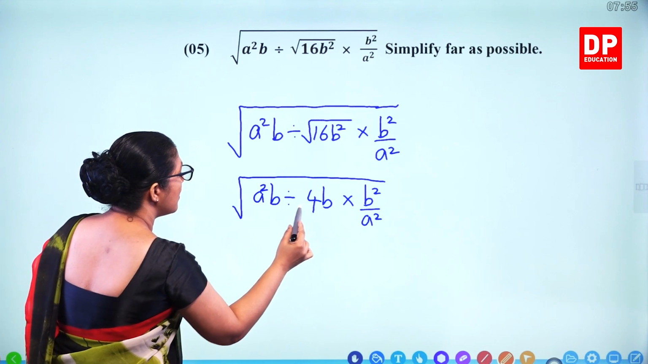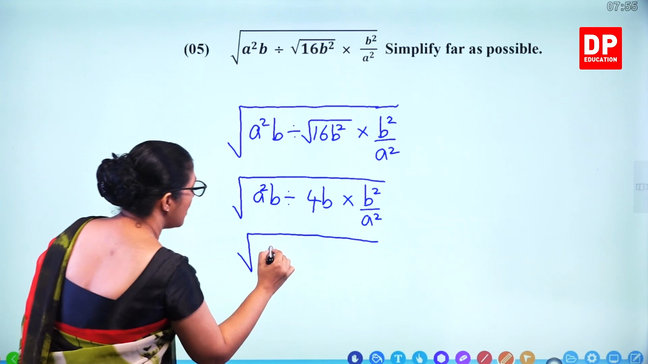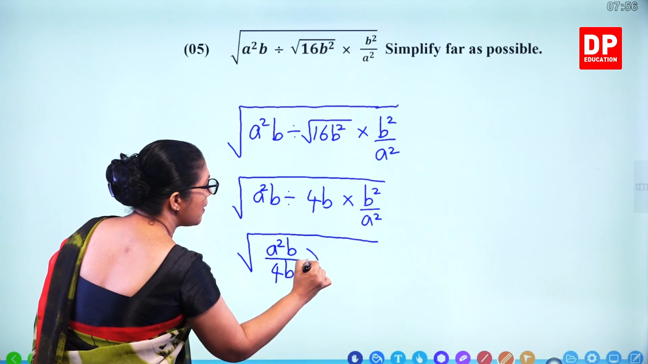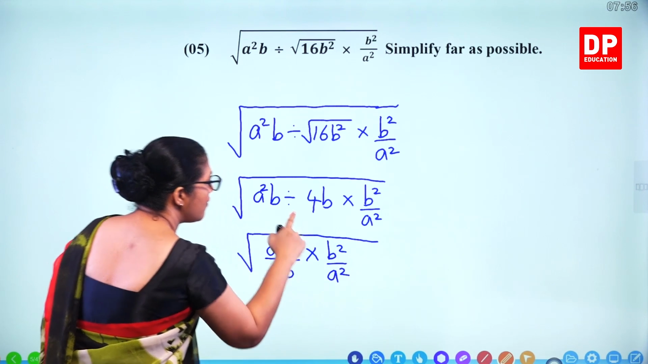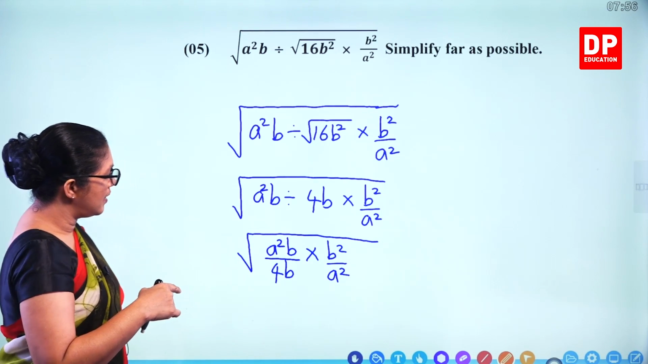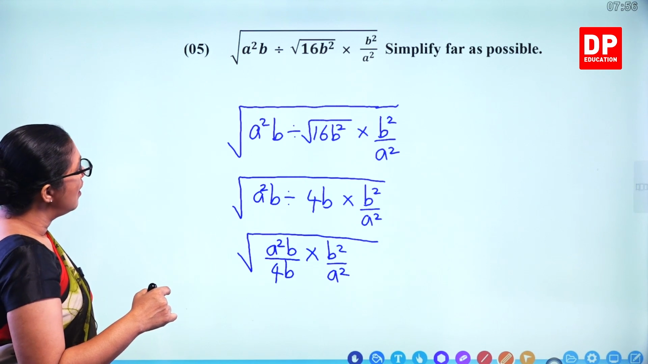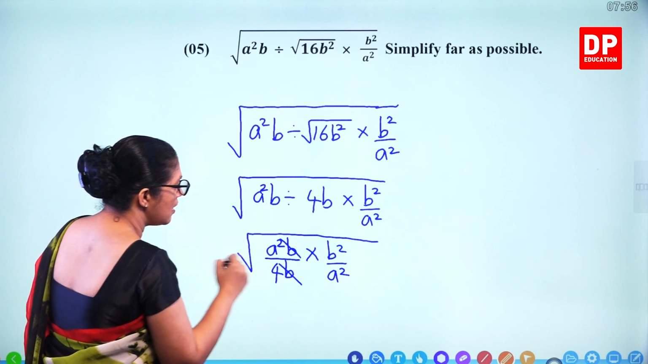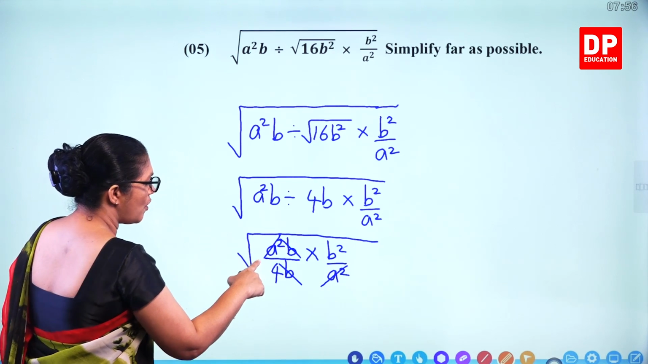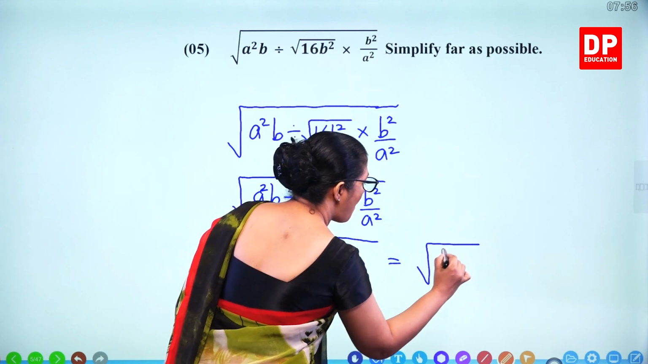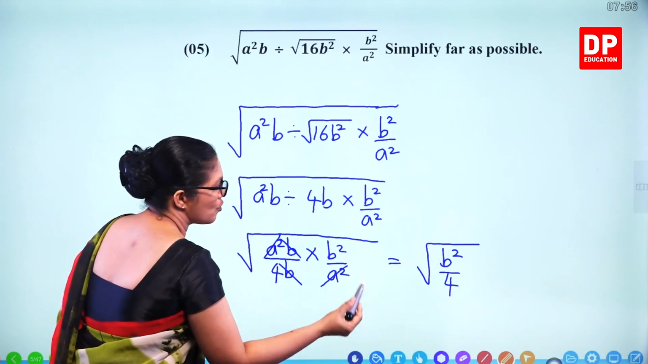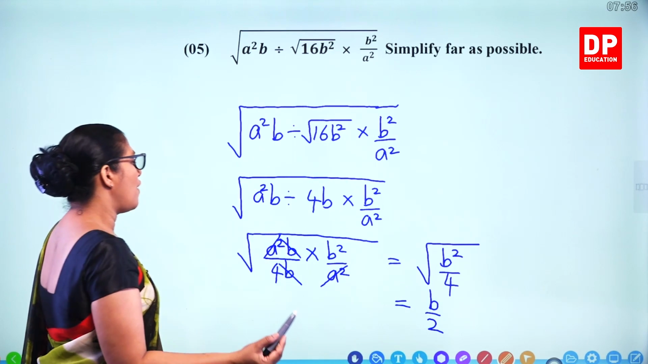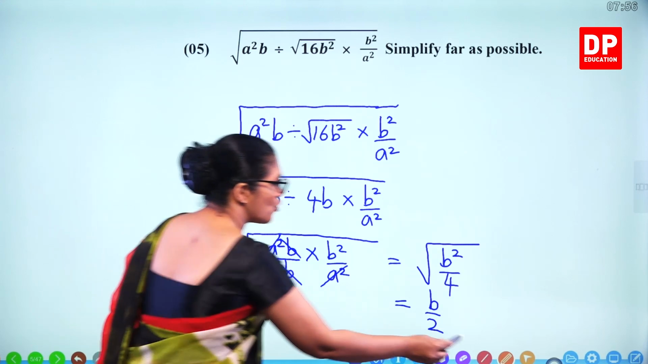Then square root of a squared b divided by 4b multiplied by b squared over a squared. So you can rewrite that as division here like this. Now you can simplify common terms. b gets cancelled out. a squared with a squared. So what you get? Square root of b squared over 4. So square root of b squared is b. Square root of 4 is 2. So the final answer is b over 2. So you get 2 marks.